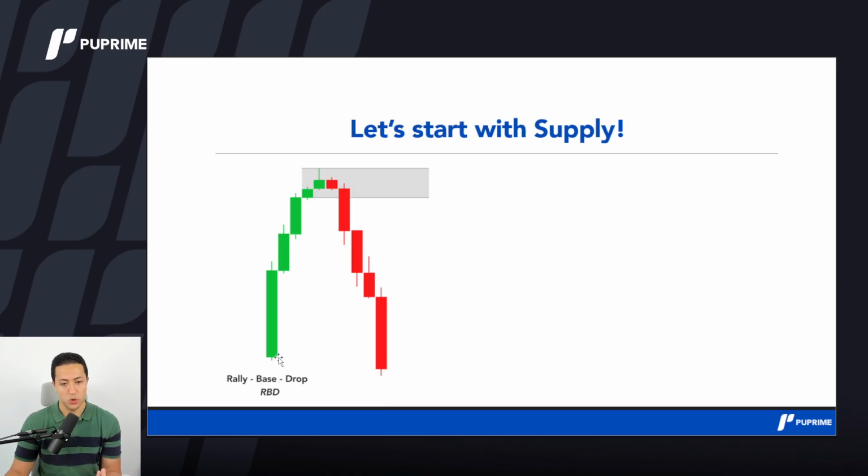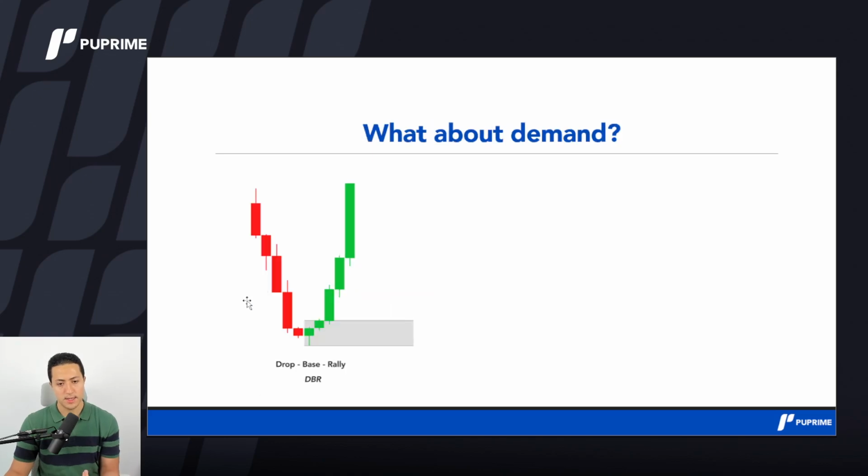The first one was a rally base drop, that's supply. If we reverse that, it's a drop base rally. What's happening here? Prices were moving lower. That's my leg in. We consolidate for a brief period of time. This candle, two candles, we haven't really moved, not lower and not higher. So we form a base and then boom, some demand enters into the market.